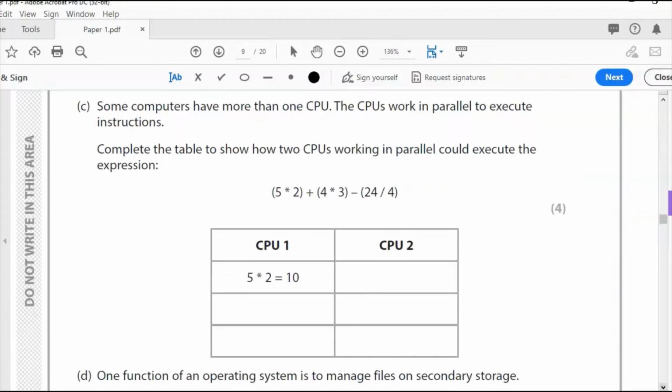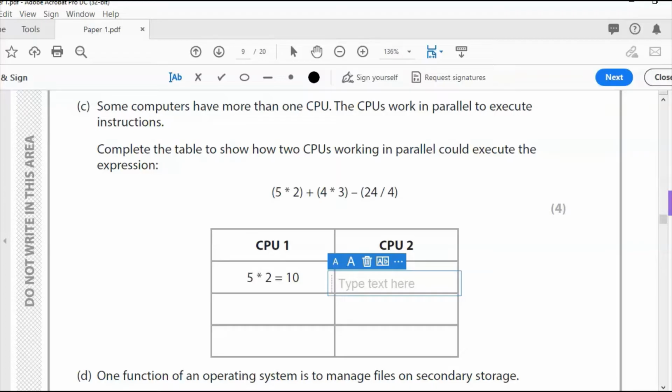So go and look at C. Quite an interesting question. Some computers have more than one CPU. The CPUs will work in parallel to execute instructions. Complete the table to show how 2 CPUs working in parallel could execute the expression. And there's the expression there in brackets. And we can see it's got some multiplication, which is done first, then division, then addition and subtraction. So the first bit's been done for us. 5 times 2 equals 10. So we need to do the next bit.